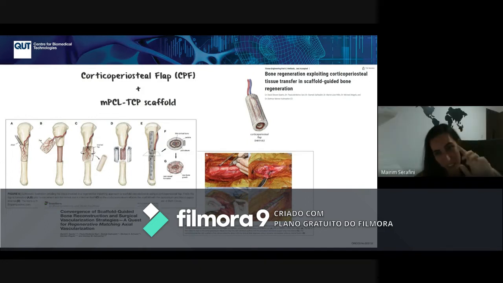Just about when you mentioned the therapy that is personalized. So personalized. How did you optimize this scaffold? I mean, because it's just about the size or about the layers or another thing?